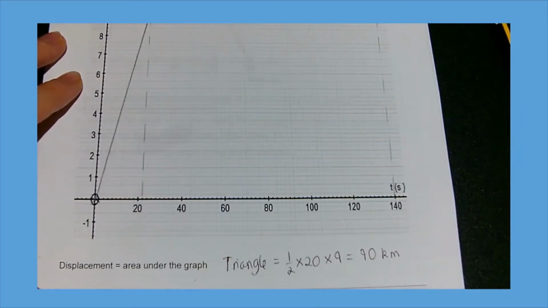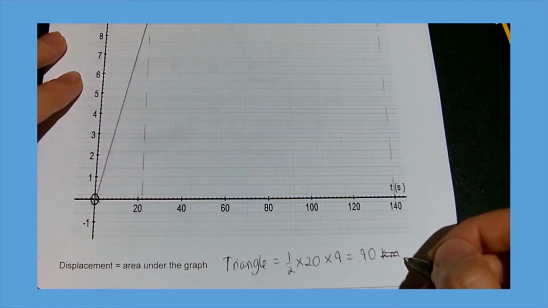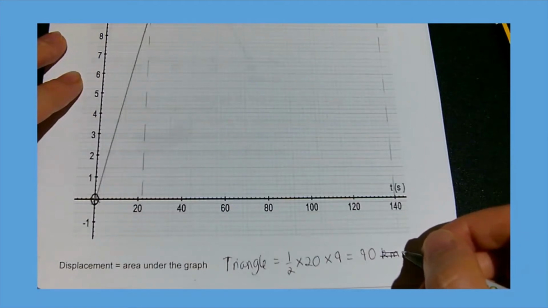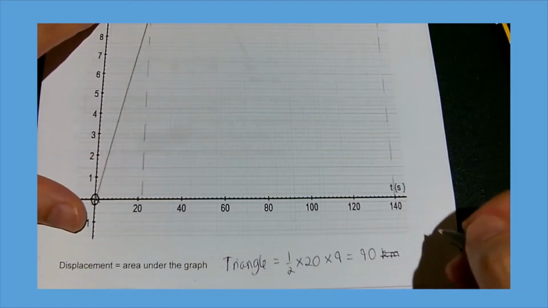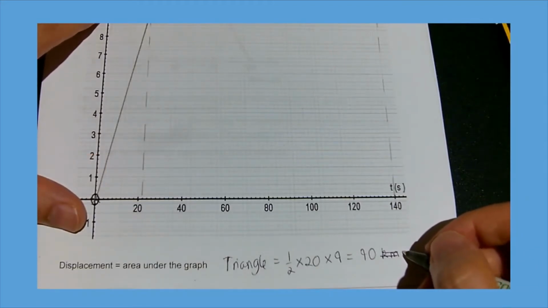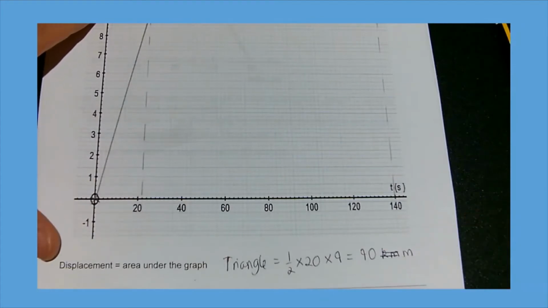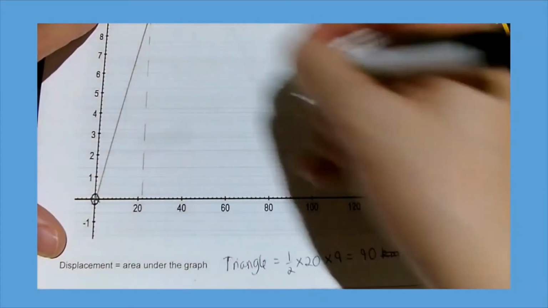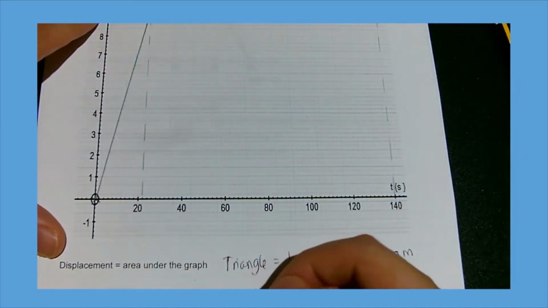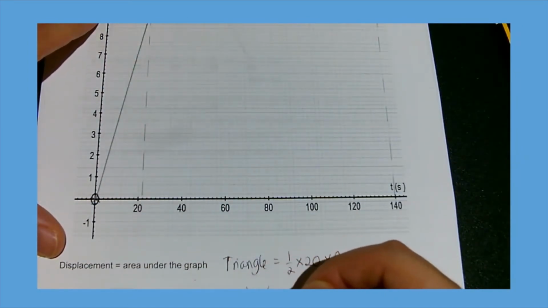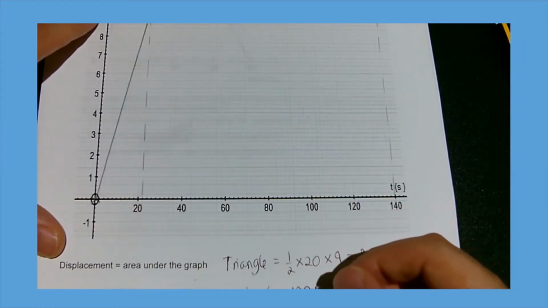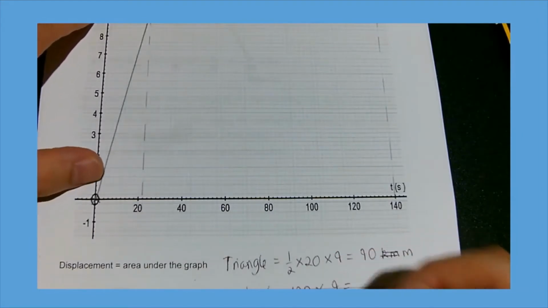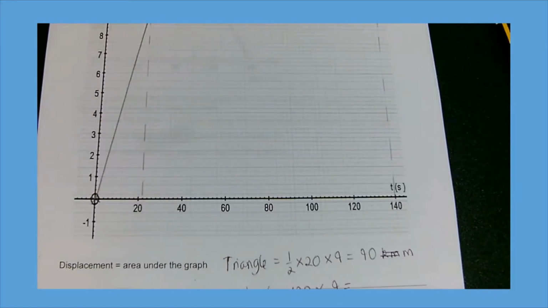Sorry, that's 90 meters per second times seconds. We've got to be very careful here: if it's meters per second times seconds, then it's 90 meters. And then for the other shape, the rectangle, it goes from 20 to 140, so that's 120 seconds times 9. Now let's do a quick calculation there.